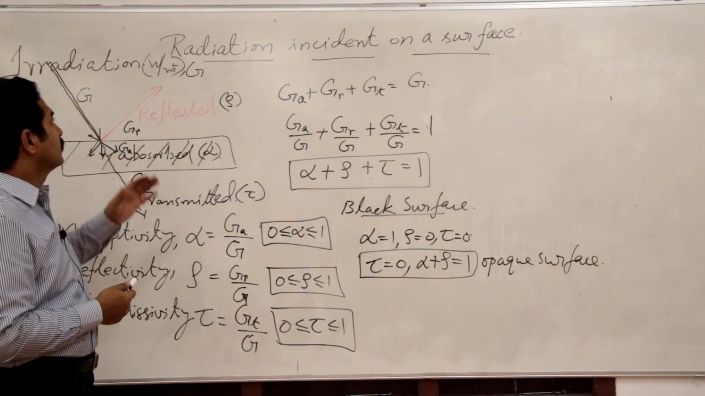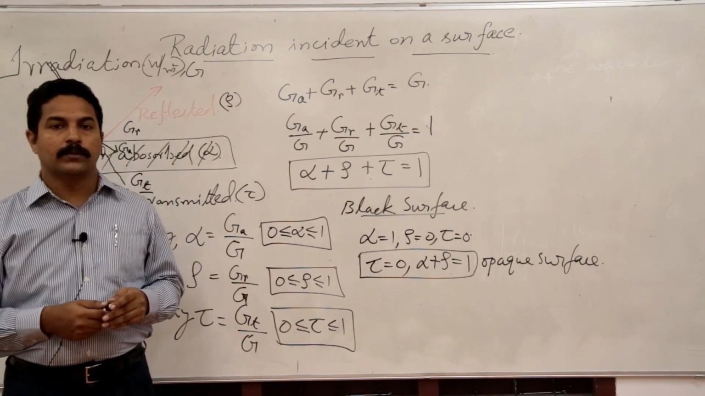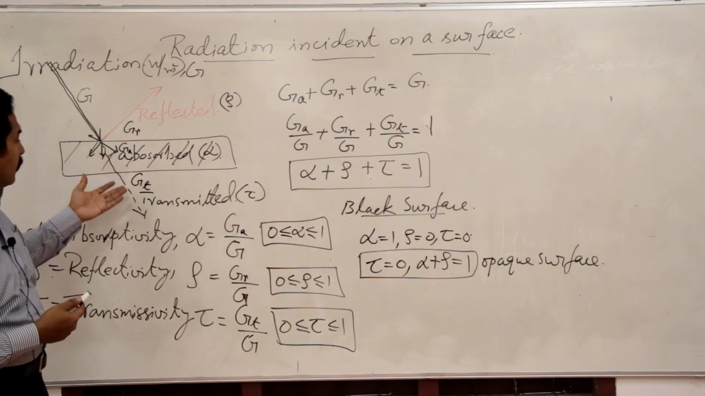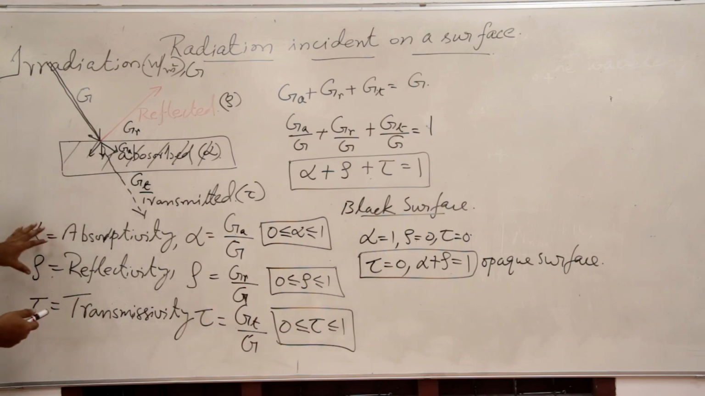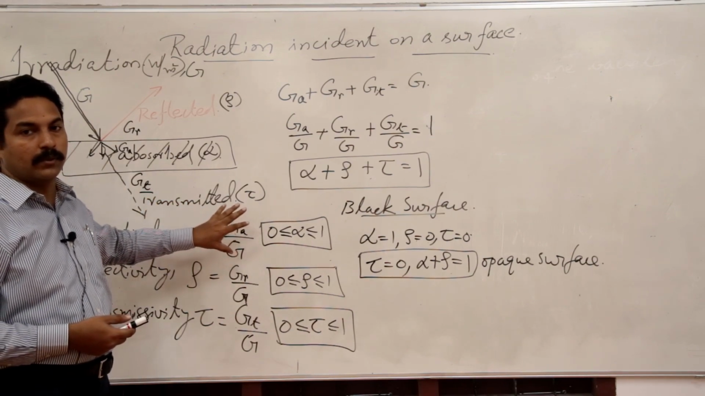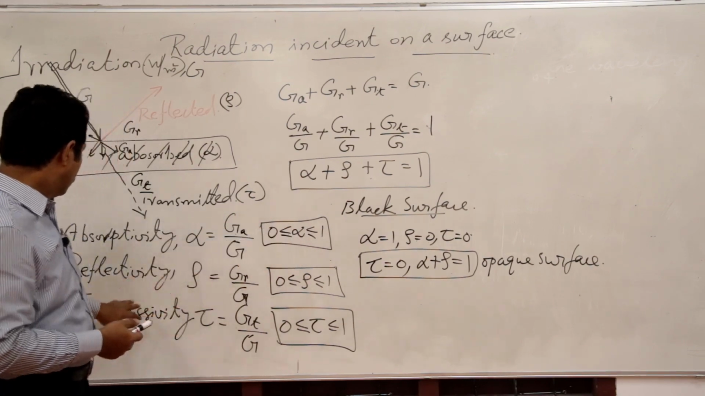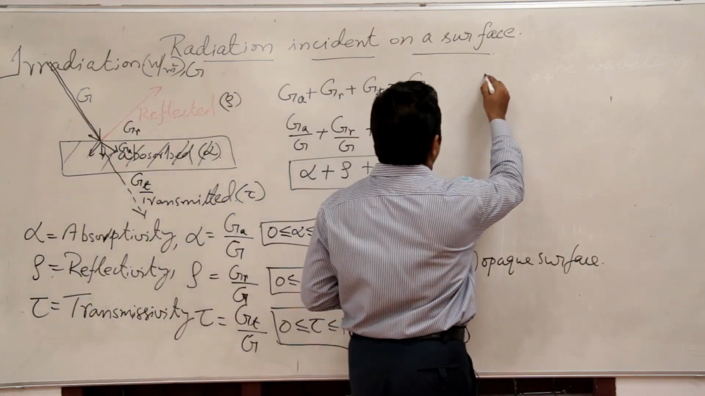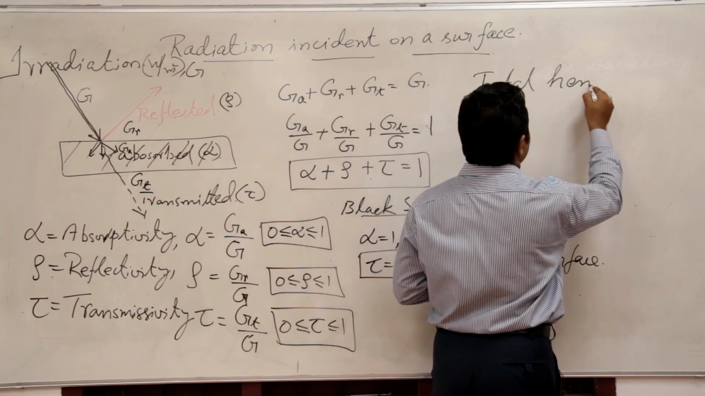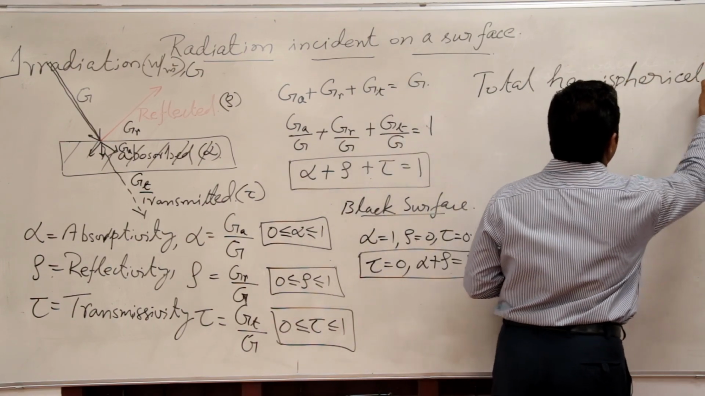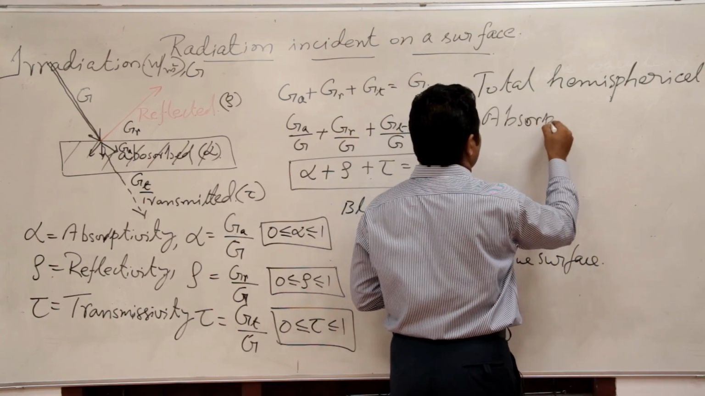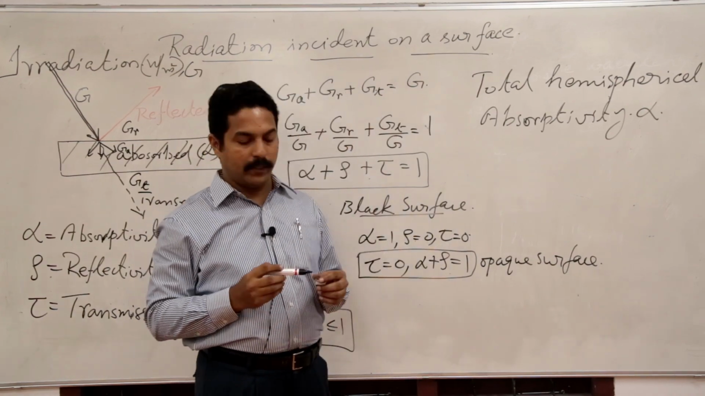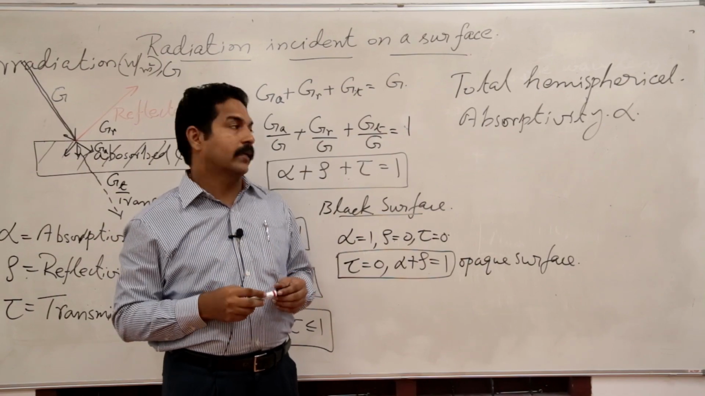What I was saying is that these are radiation incident on a surface. Suppose the irradiation is 100%, then some 70% may go to reflection, some 20% may be absorption and 10% may be transmission. Absorptivity is the fraction of incident radiation absorbed, that is G absorbed by G. Its value lies between 0 and 1. When I call alpha this, it is total hemispherical absorptivity. Total means for all wavelengths, and hemispherical means for all directions.